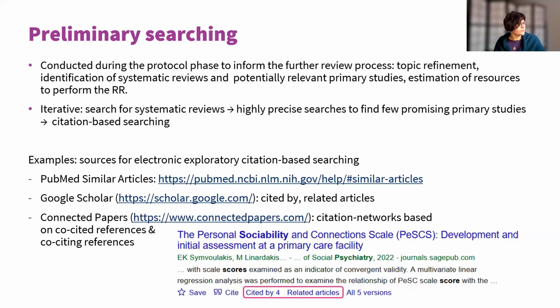I have put here a list of sources that can be relevant for citation-based searching. You are probably familiar with most of them: PubMed similar articles, and Google Scholar has functions for similar articles, but also forward citation tracking. And finally, Connected Papers uses citation networks based on co-cited and co-citing references.